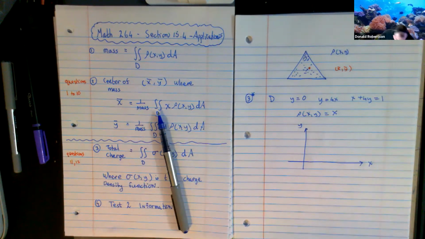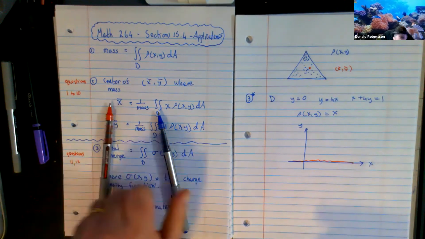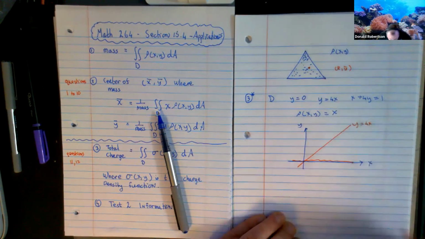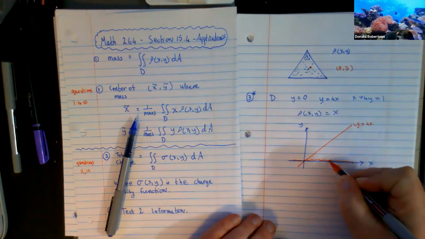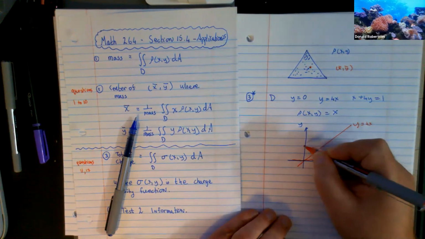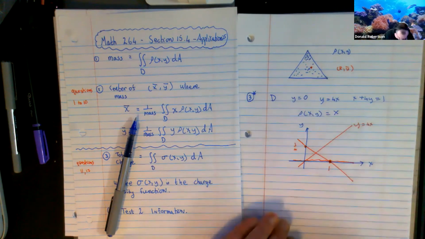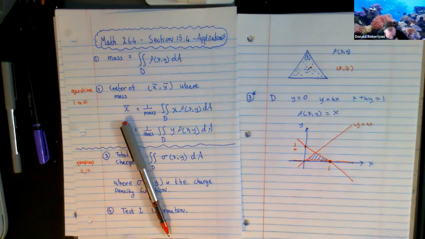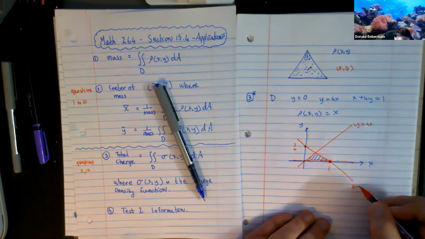y equals 0 is basically the x-axis. y equals 4x is a straight line that looks something like this. And x plus 4y equals 1 is a straight line that is there and is there, and it goes like that. And so the region we're interested in is this triangle here. And I'm going to call this guy x plus 4y equals 1.